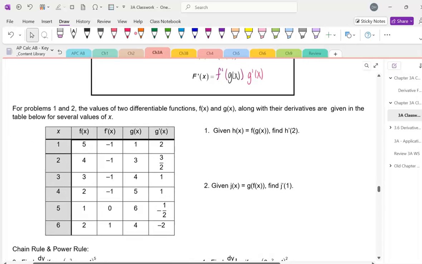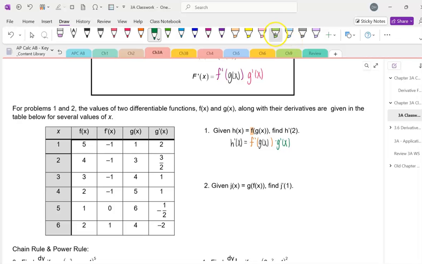Composition of functions. So in problem numbers 1 and 2, we're going to be given this graph along with their derivatives in this table. It says, given h of x equals f of g of x, find h prime of 2. So to find h prime of x is what you're going to have to do to start with. At the very end, you plug in the numerical values. So do not plug that in at the beginning. The outside right here says f. So you're going to take the derivative of f, and inside you're going to leave it exactly as it says, and then you get to multiply by the derivative of the inside. So it's derivative of the outside multiplied by the derivative of the inside.